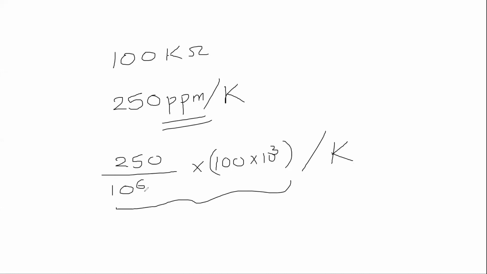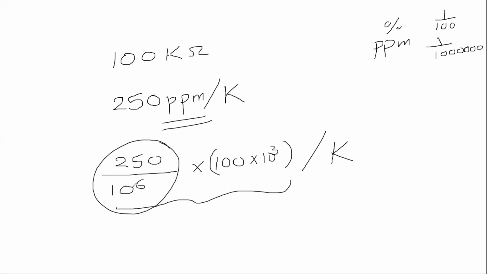So parts per million means this value is multiplied by 1 over 10 to the power 6. This is like percent compared to ppm. Percent is 1 over 100, right? ppm is 1 over 1 million. So if this is ppm per Kelvin, it means the resistance will increase by this factor from the original value for each degree Kelvin.